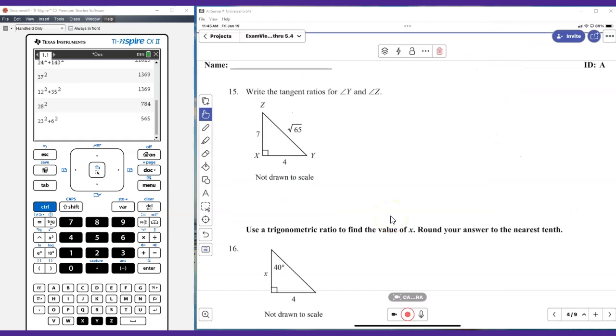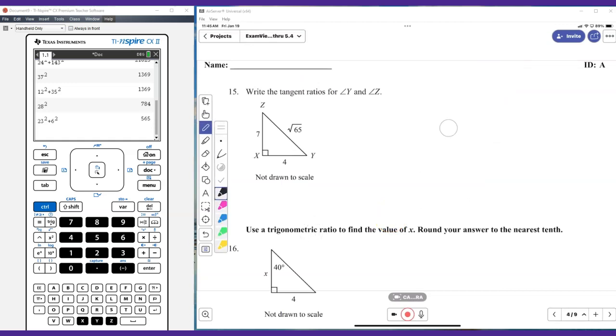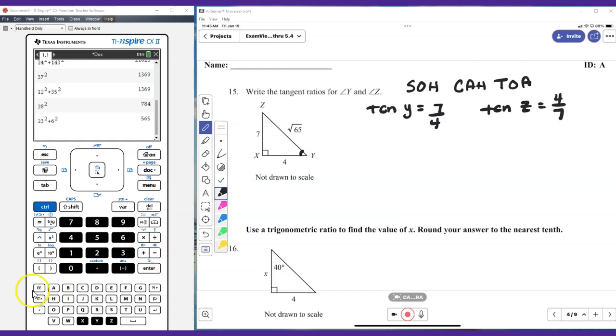15, write the tangent ratios of y and z. So remember, go back to what I taught you, the mnemonic statement. Sine is opposite over hypotenuse. Cosine is adjacent over hypotenuse. And tangent is opposite over adjacent. So if you're trying to find the tangent of y, you focus your attention on y, and the opposite is 7, and the adjacent is 4. Now that's for y. Now if you want to find the tangent of angle z, you go to z, what is opposite in this case? It's 4. And what is adjacent? 7. And that's it.